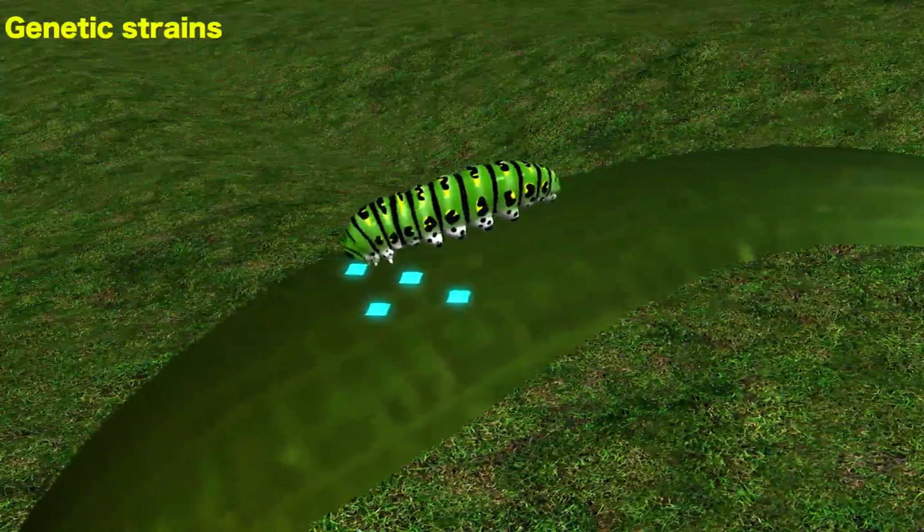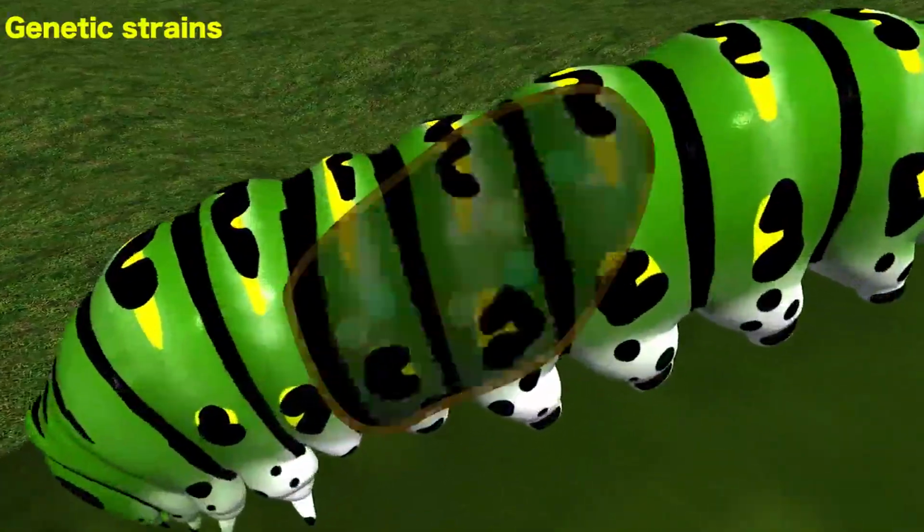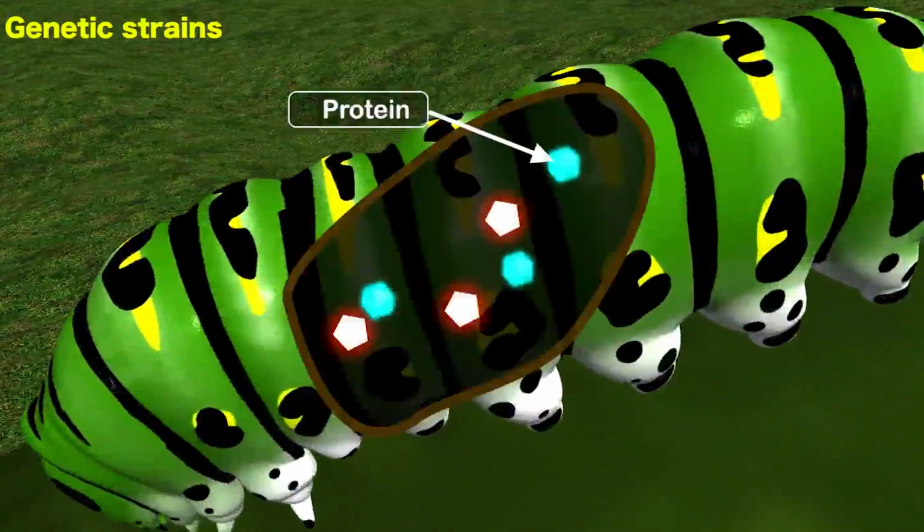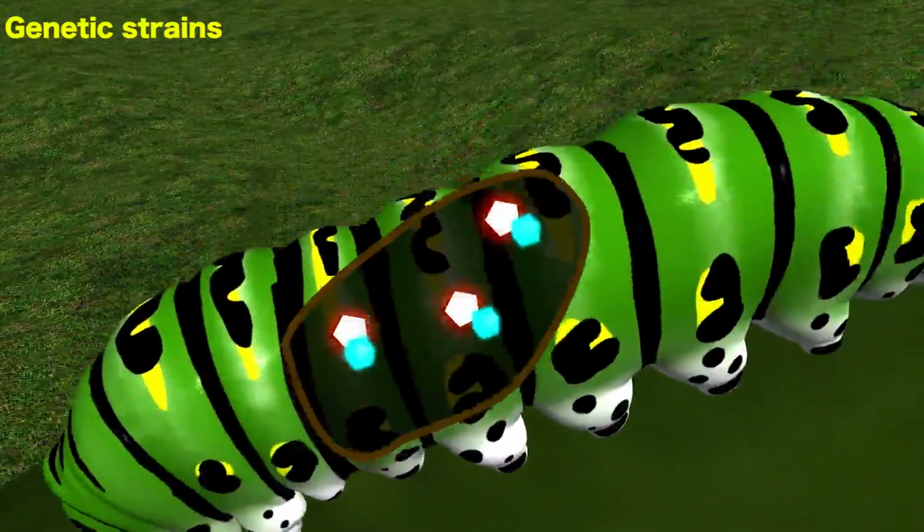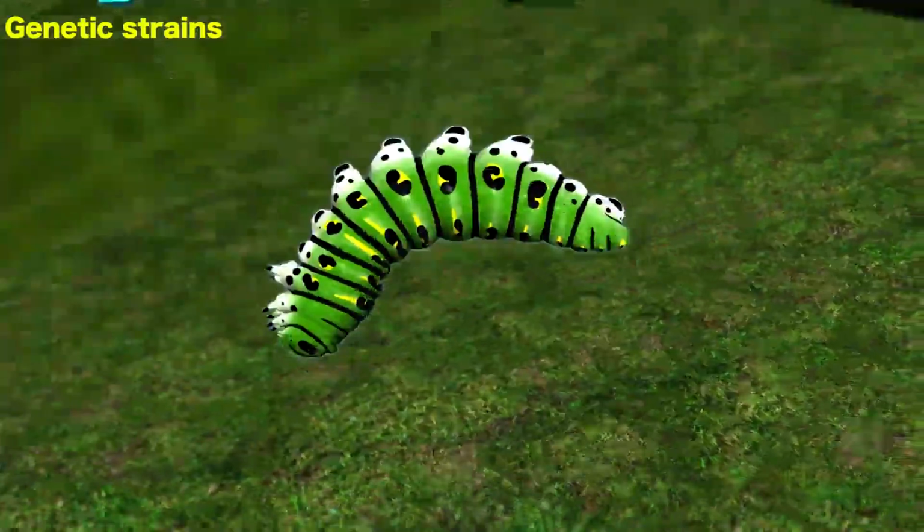When a pest feeds on a genetically modified plant, the protein binds to receptors in the gut, causing the gut wall to break down and rupture, leading to the death of the insect.